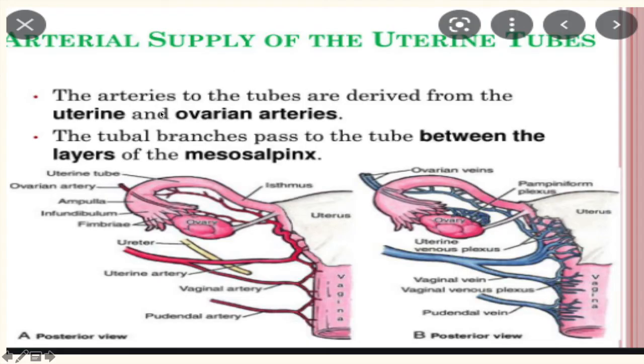Here you can see the arteries to the fallopian tubes are derived from the uterine and ovarian arteries. The tubal branches pass to the tube between the layers of the mesosalpinx. We see the venous drainage of the fallopian tube. The veins drain the corresponding arteries, and they form the pampiniform plexus of veins.